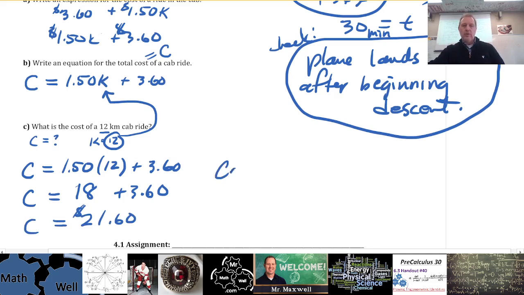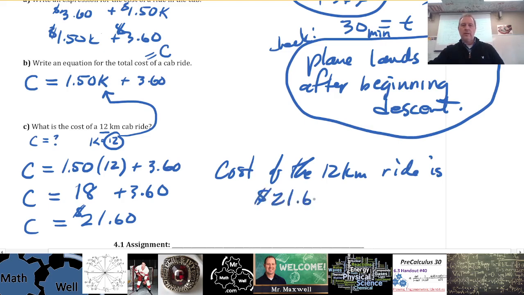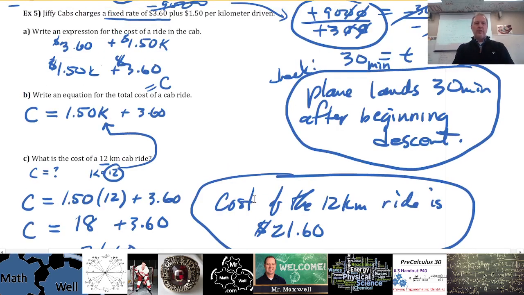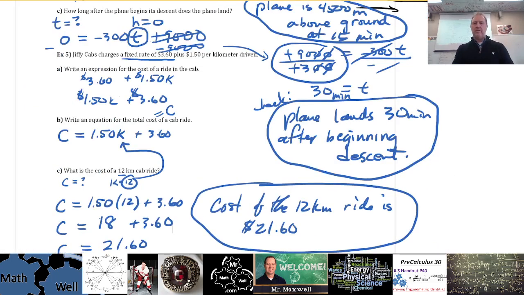Okay, so the cost of the 12-kilometer ride is $21.60. And yeah, you don't have to put that dollar sign just there with the math. I guess you could just make sure you put it there. It isn't incorrect to put your dollar signs throughout the question. That's okay too. All right. Anybody have any issues at all with example 5, or any questions about example 5 that I can help you with?